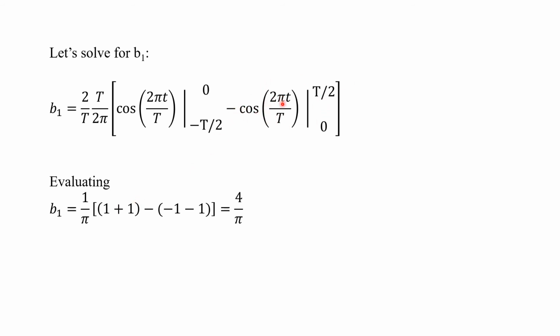We have cosine 2 pi t over T, replacing t with T over 2. We get negative 1, minus cosine 0, which is 1. So you have negative 1 minus 1. So you have 1 plus 1 minus negative 1 minus 1. This is equal to 4. So your b1 is equal to 4 over pi. This is your first b coefficient.